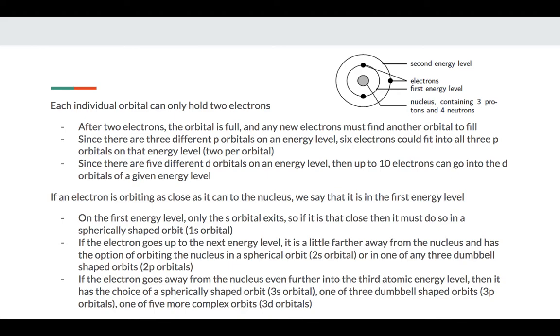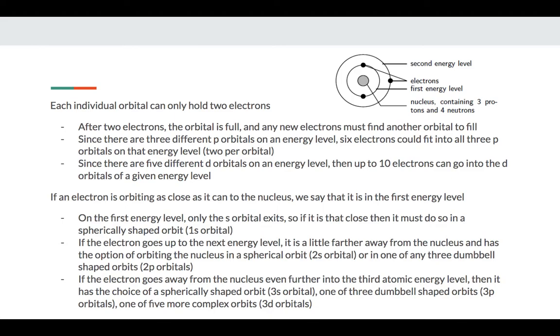Since there are 3 different p orbitals on an energy level, 6 electrons could fit into all 3 p orbitals on that energy level, right? Because it's 2 per orbital, and if there's 3 of them, 3 times 2 is 6. And since there are 5 different d orbitals on an energy level, then up to 10 electrons can go into the d orbitals on a given energy level, because 5 times 2 is 10.